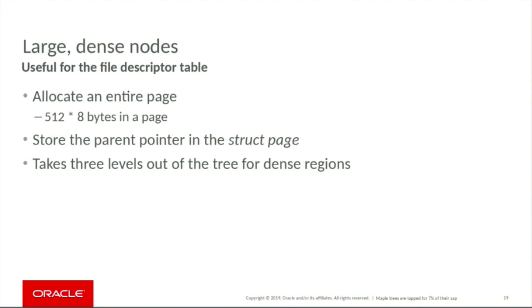Another thing that we want to use the XArray for is the file descriptor table. Right now, the file descriptor table is its very own custom implementation of a resizing array. Every time you exceed a certain value, the file descriptor code goes off and allocates twice as much memory as it used to have, copies all the pointers over, and says, here you go. Well, that seemed like a really bad idea to me. And I said, we should just convert that over to using an IDR.